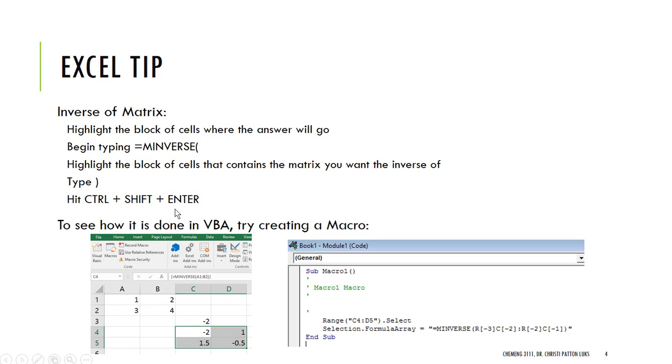Close the parenthesis, and then this is the part that makes this work. Instead of just hitting enter and moving on, you have to hit Control-Shift-Enter. If ever you want to have the answer be a matrix, you have to use Control-Shift-Enter. And you can also do this in VBA and create a macro, which is shown here.